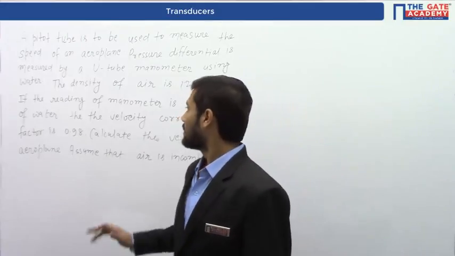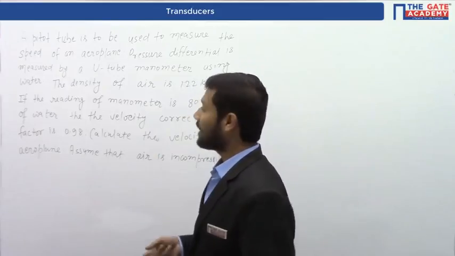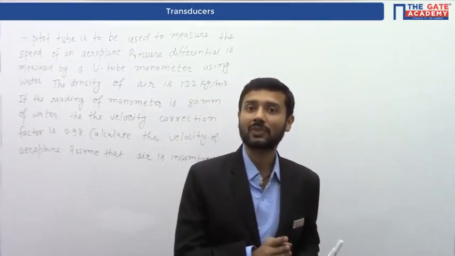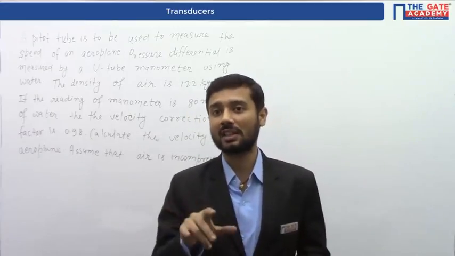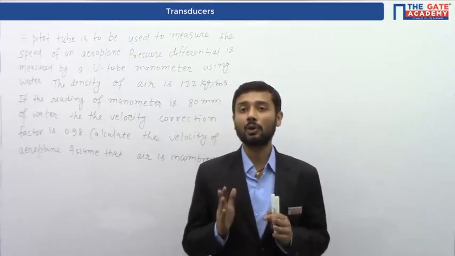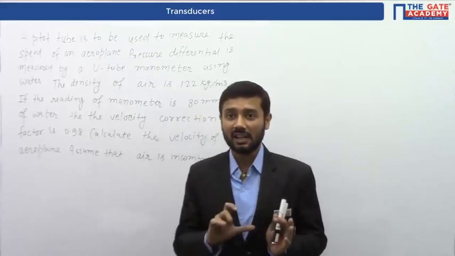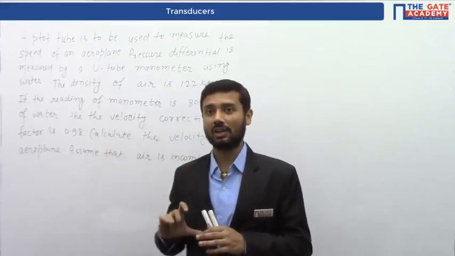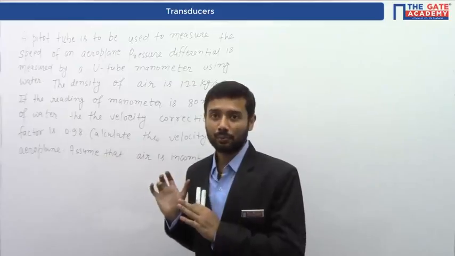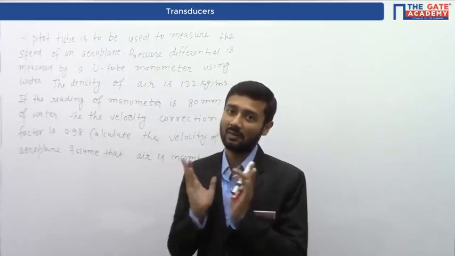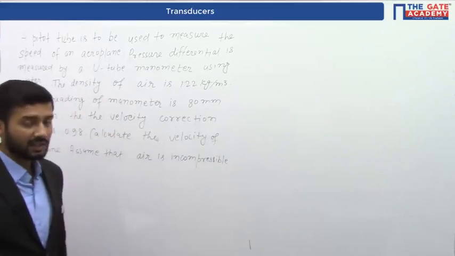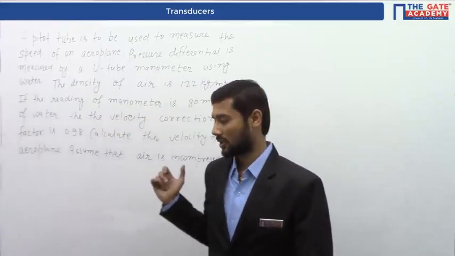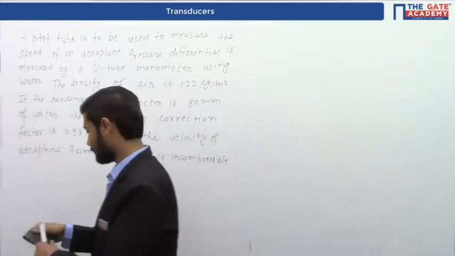Now, the reading of the manometer is given in terms of water, but our flowing fluid in the pitot tube is nothing but air. So we have to find the reading in terms of air only. Then we can put these values in our pitot tube formula. Now we are going to solve this question. Let us solve this one.